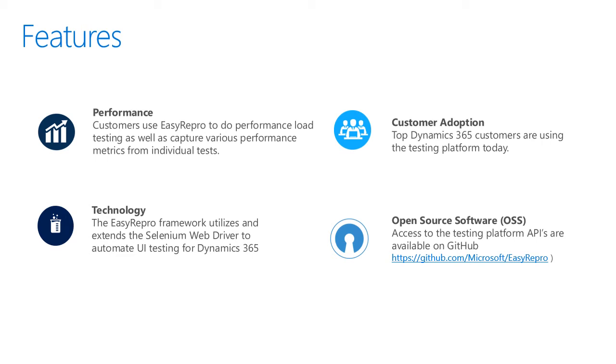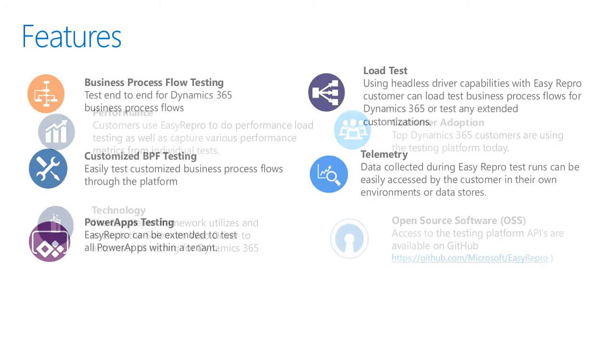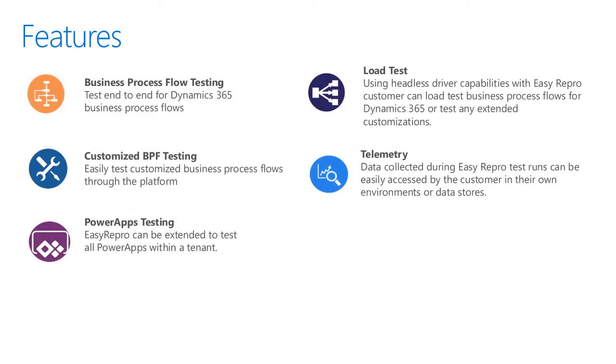It allows you to do such tests as performance testing, integration testing, acceptance testing, system testing, as well as load testing, business process flow testing, Power Apps testing, and it also allows you to collect telemetry, including the command results. Command results include login, open app, switch view, and many other standard or typical actions a user would perform against the Dynamics 365 platform.